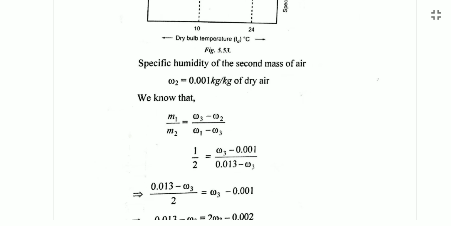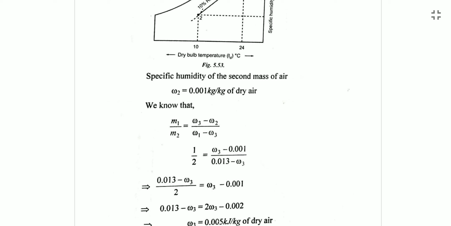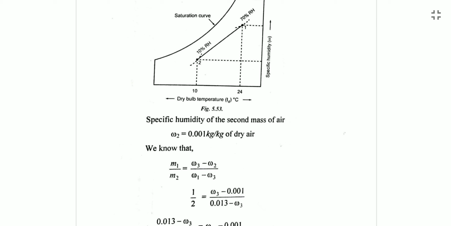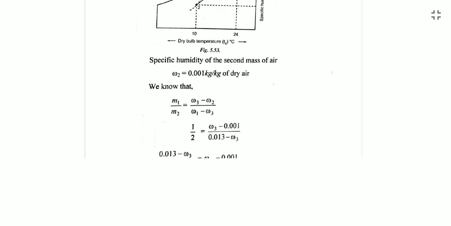So the third point should lie on this line between points 1 and 2. So we have to find where the third point is. We already know the formula, right? M1 by M2 is equal to omega 3 minus omega 2 by omega 1 minus omega 3. And here we know all the values. M1 and M2 are given, mass flow rate is given. W1 and W2 we can find from the chart itself, specific humidity. Then we can find W3 from this formula.